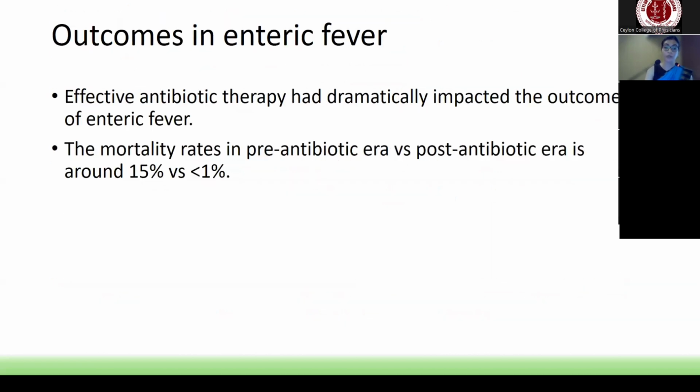The outcomes of enteric fever. Effective antibiotic therapy has dramatically impacted the outcome of enteric fever. The mortality rates in the pre-antibiotic era versus the post-antibiotic era are around 15% versus 1%.